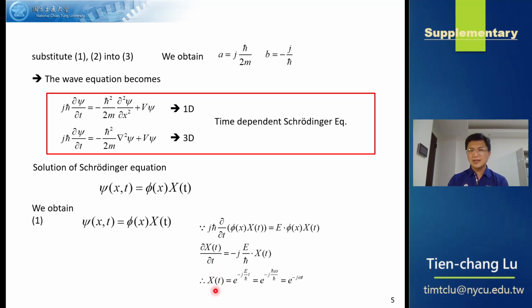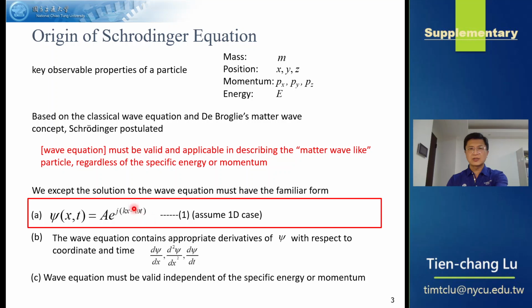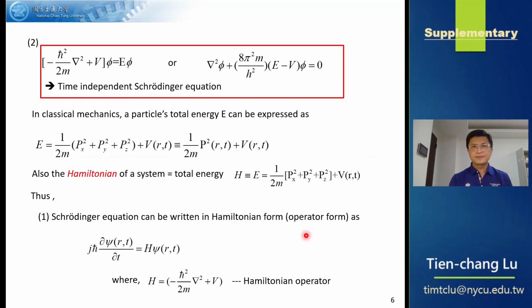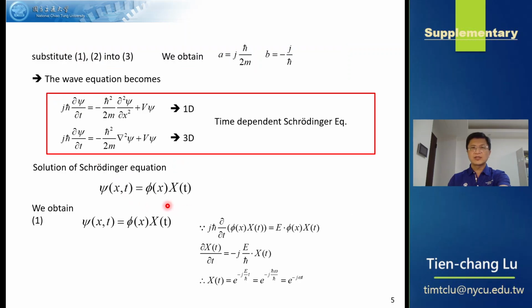So X(t) is a time-dependent function. It just has the format exponential of minus j omega t, which is exactly this time-dependent part. Now we know that we can separate the wave function into the spatial dependence and the time dependence.